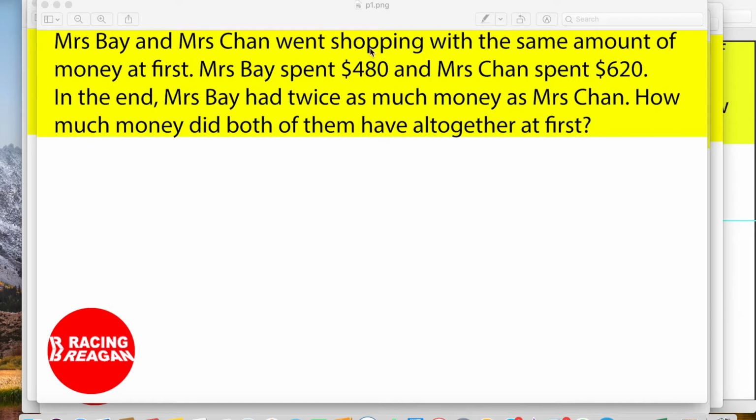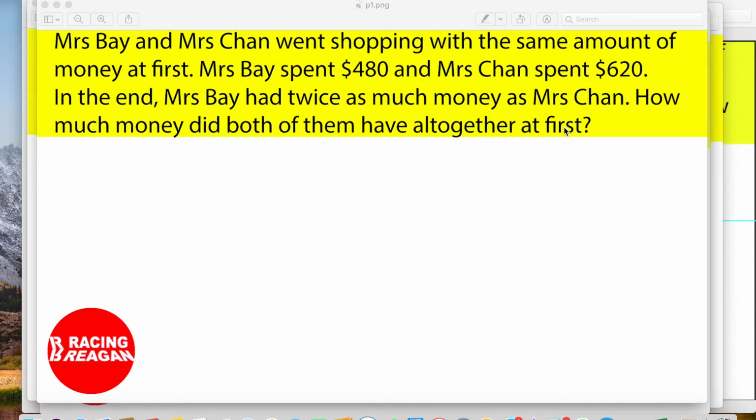Mrs. Bay and Mrs. Chan went shopping with the same amount of money at first. Mrs. Bay spent $480 and Mrs. Chan spent $620. In the end, Mrs. Bay had twice as much money as Mrs. Chan. How much money did both of them have altogether at first?